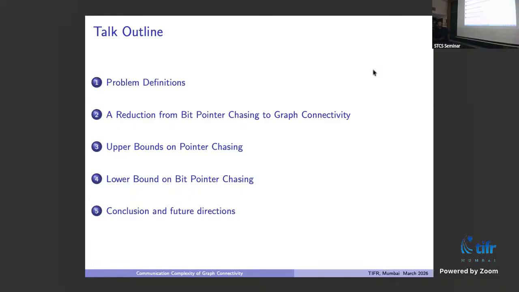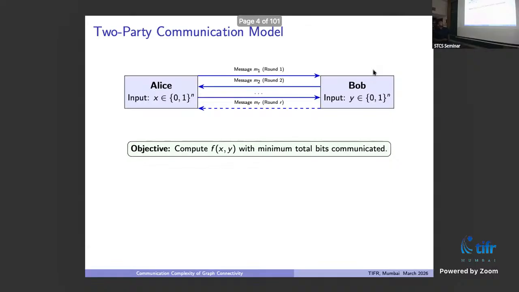Yeah, and the upper bounds will set the stage for the lower bounds, which is our main result. So let me start with defining the basics of the two-party communication model. You have two parties, Alice and Bob, or two players, Alice and Bob. Each of them gets an input. X is known to Alice, Y is known to Bob.